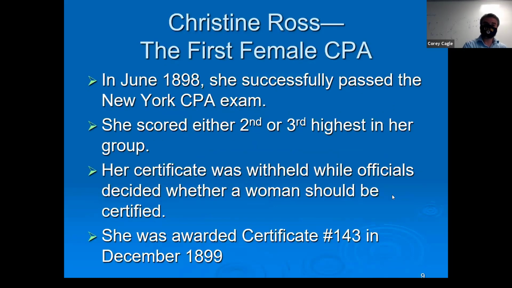First female CPA, not too much longer after, right? June 1898, she successfully passed the New York CPA exam. She scored either the second or third highest in her group. So, silver or bronze medalist. But listen to this. Her certificate was withheld while officials decided whether a woman should be certified. Back in 1898. I told you, these things will make us mad. She was ultimately awarded certificate number 143, a year and a half after she passed. Her name was Christine Ross.